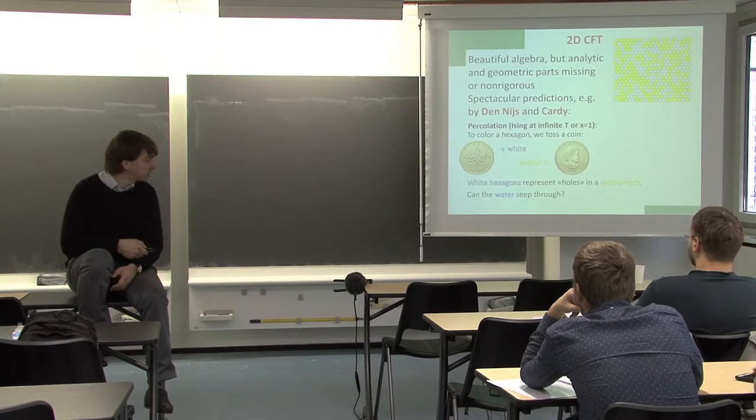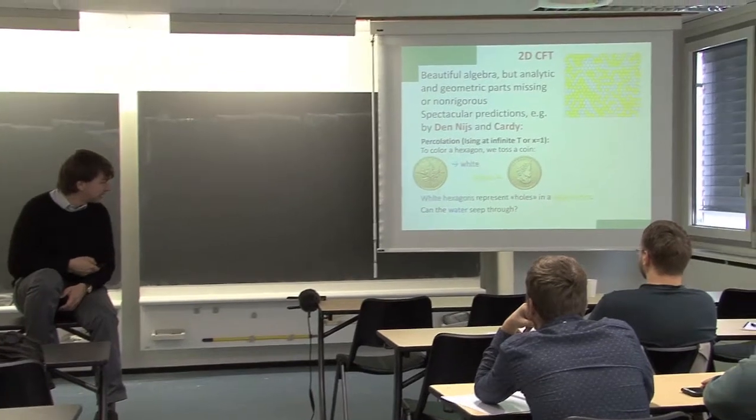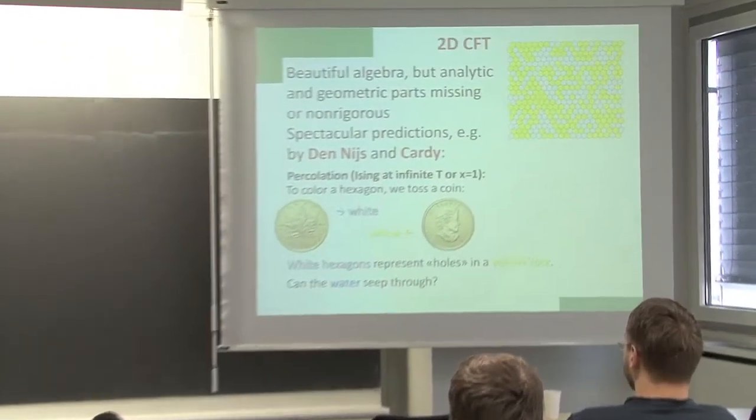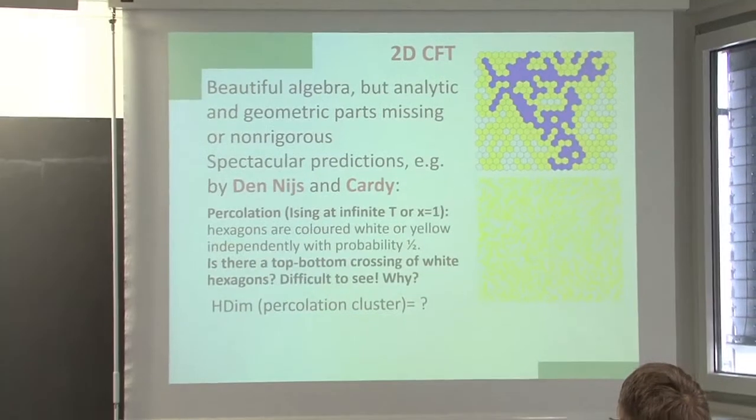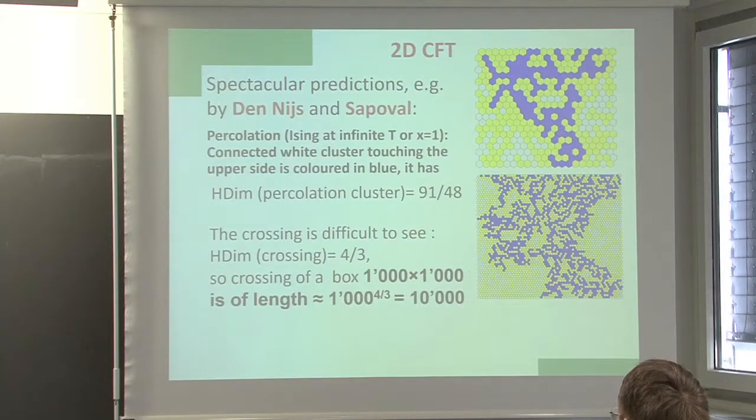Now, this is an example, since there is a Canadian quarter because it was sliced from a talk given in Canada, of predictions for percolation: that the Hausdorff dimension of a percolation cluster is 91 over 48, and the Hausdorff dimension of crossing is 4/3. So we'll discuss in this course how these predictions are proved, or rather how one proves conformal invariance, which lets us calculate things.